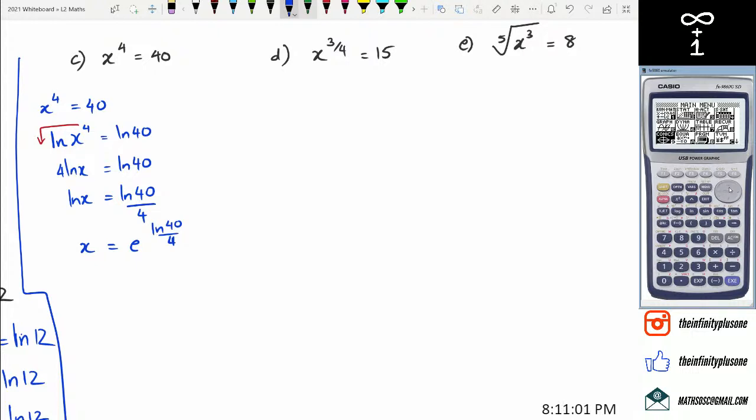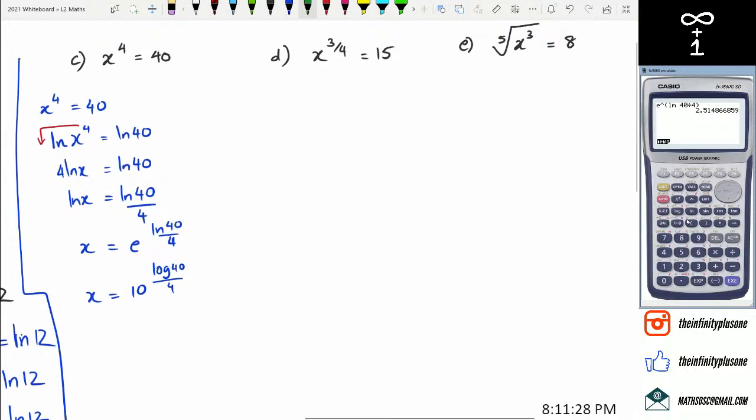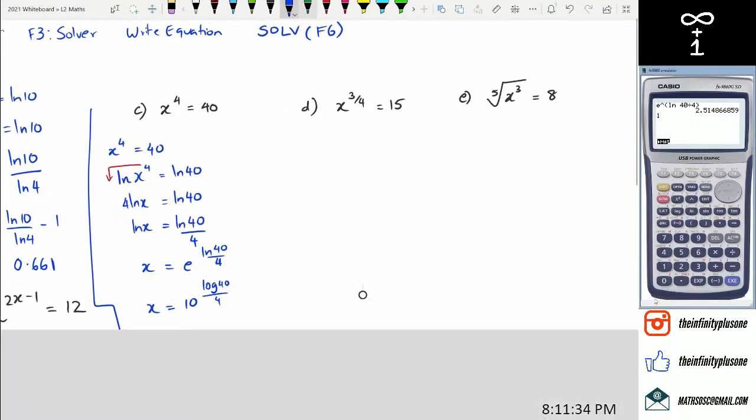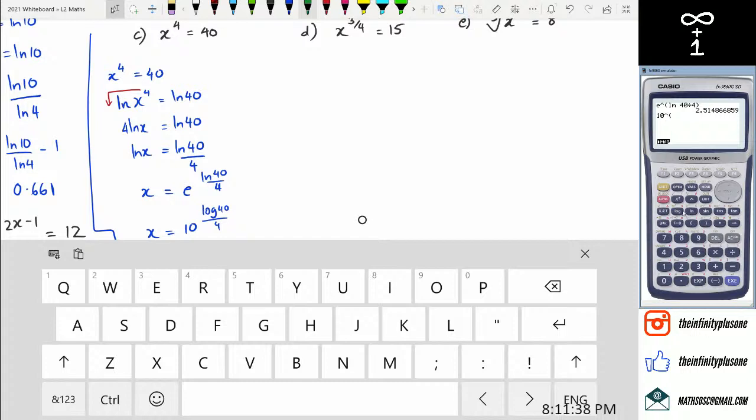The next one I wanted to show you guys was this long method here, which is using exponential. So it's going to be e to the power of ln of 40 divided by 4. As you can see, 2.51. Now, if for any reason you use logs, then your x would look like this: x is 10 to the power of log 40 over 4. So we've got 10 to the power of log 40 divided by 4, and again, you're getting the same answer, 2.514.